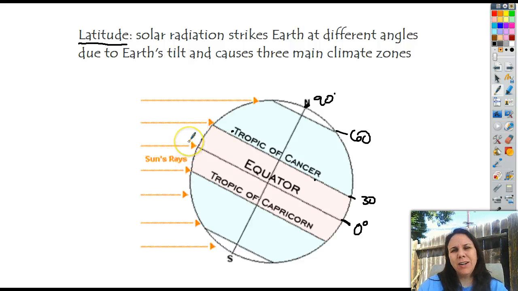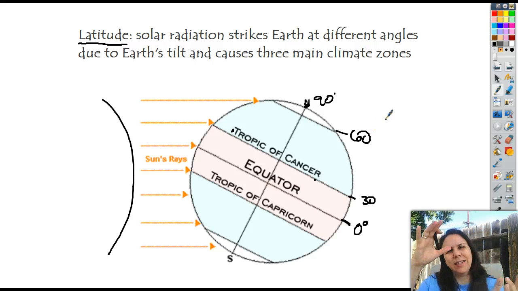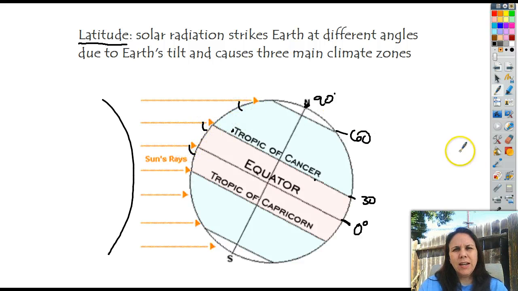what time of year it is, whether the sun is shining on you. Right here we're faced away from the sun, so this would be fall or winter for us. But if we rotate this way and put the axis this way, then we would be in the summertime. So the fact that the Earth is tilted and that the angle the sun hits the Earth is different in all these different locations, it has created 3 different zones.